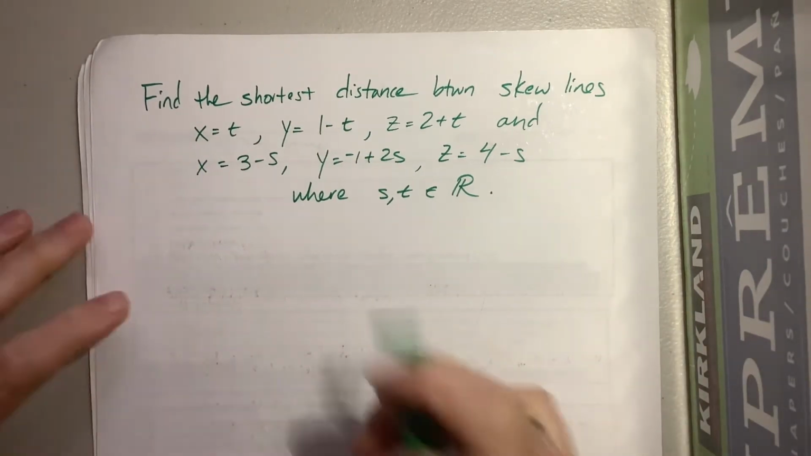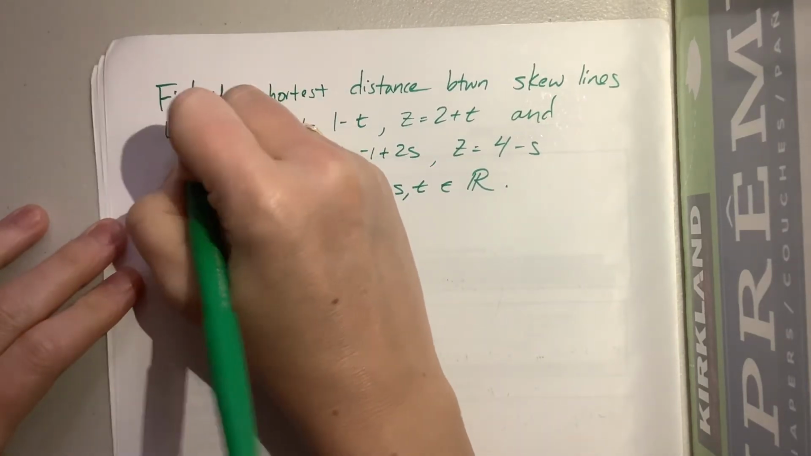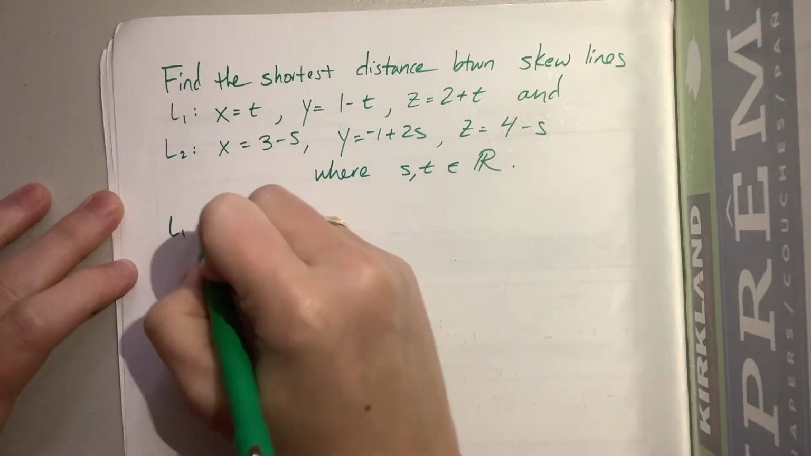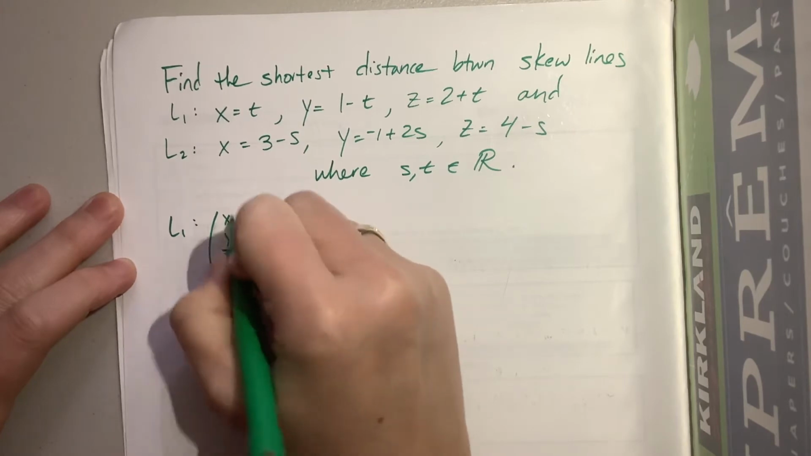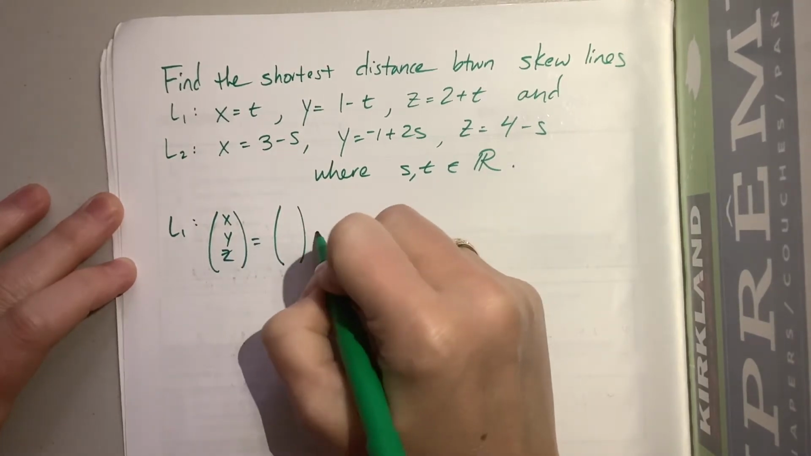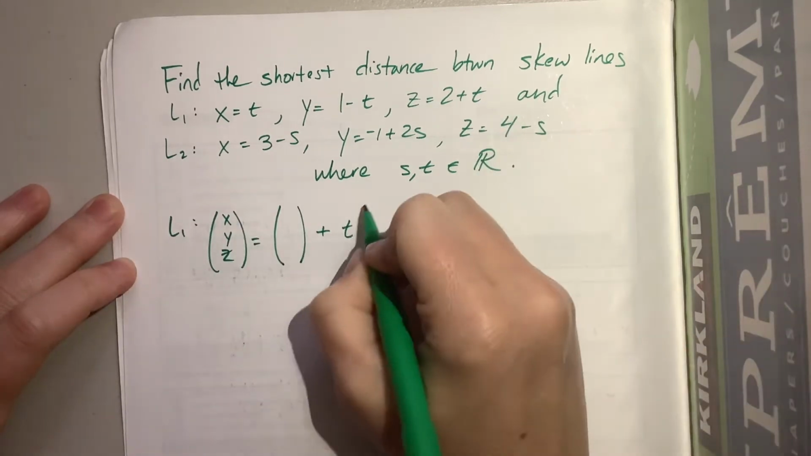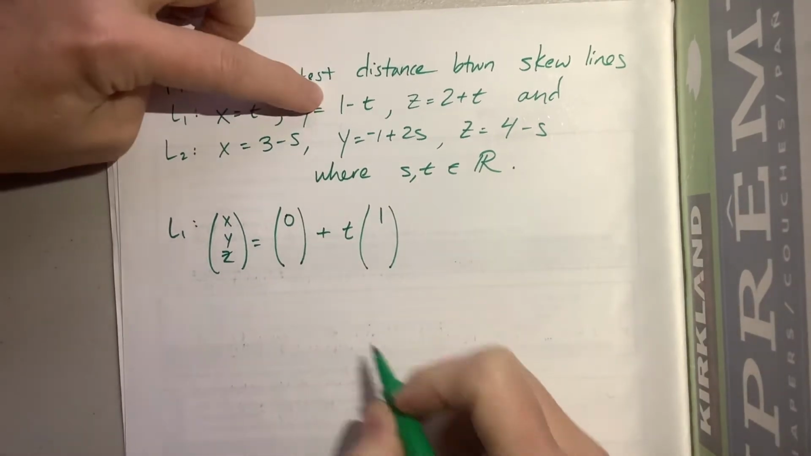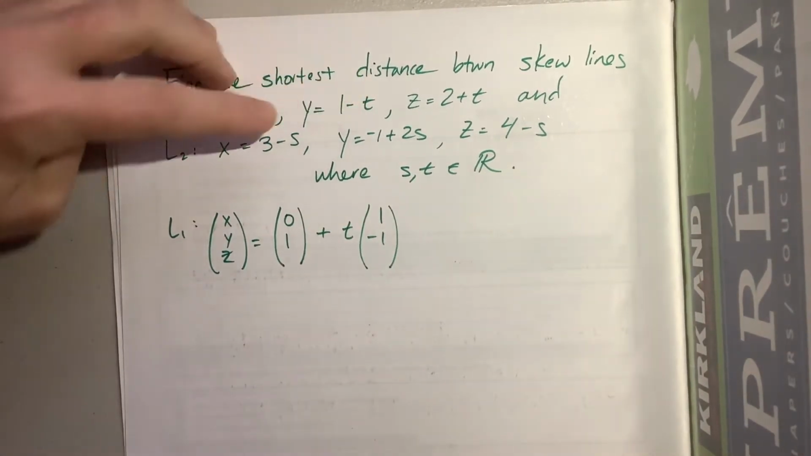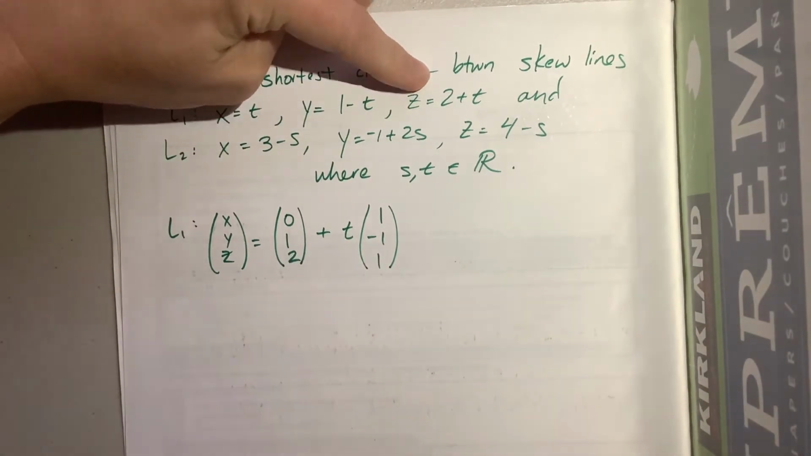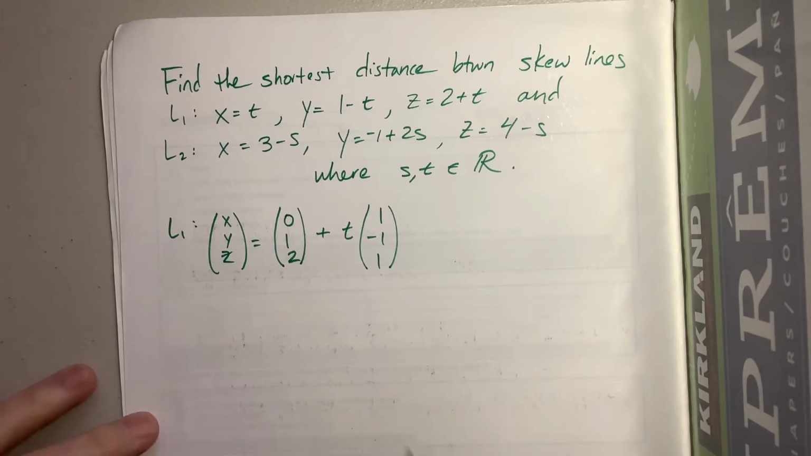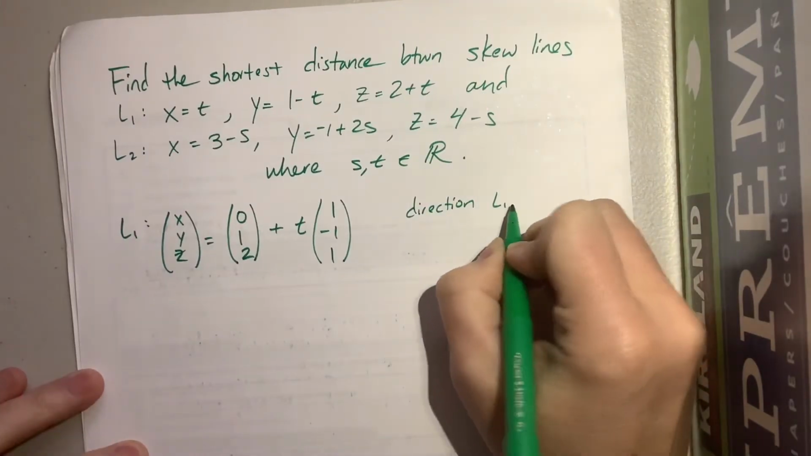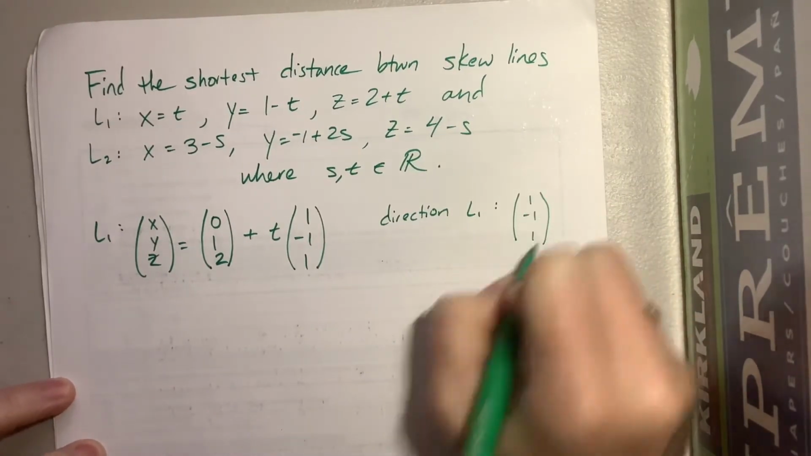So this is line 1 and this is line 2. A point on line 1, let's write this so we can see what this is: x, y, z is equal to our position vector, how we got to the line, plus t for line 1 times the direction. So there's 0 plus 1t for x, 1 minus 1t for y, and 2 plus 1t for z. So the direction of line 1 is 1, negative 1, 1.